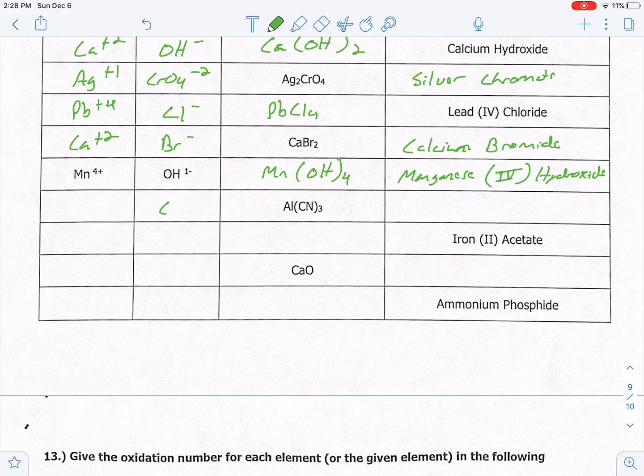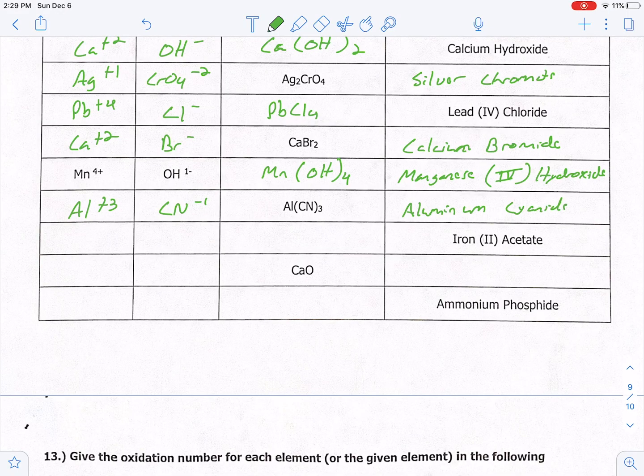Okay, so CN is on your list. That has a -1 charge. Okay, that is cyanide. And then aluminum has a charge of +3. Okay, so this is going to be aluminum cyanide.